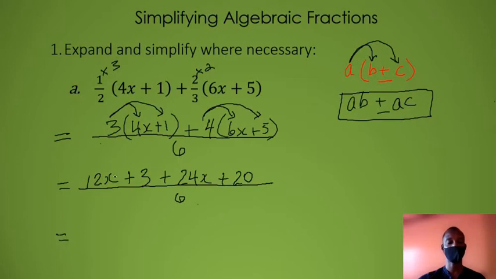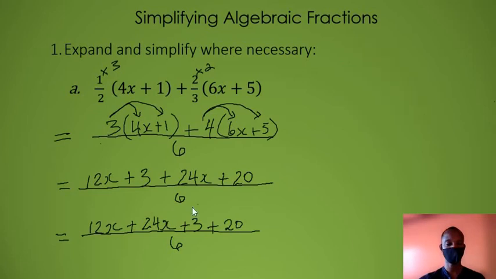Now, we can't just add the terms in the numerator. We have to ensure that we add like terms, since only like terms can be added. We have 12x, and so we will group 12x with 24x, and the positive 3 with the quantity 20. Next, 12x plus 24x will give us 36x. And 3 plus 20 is 23.